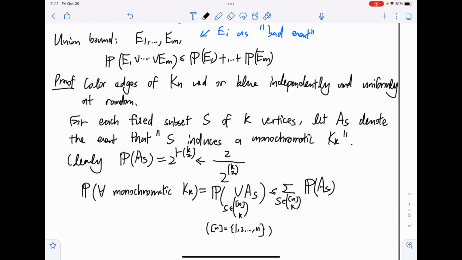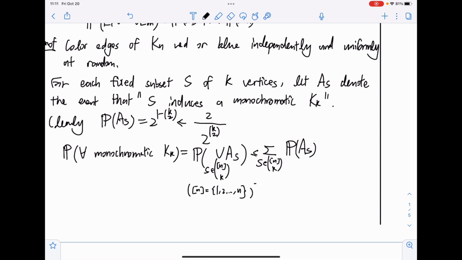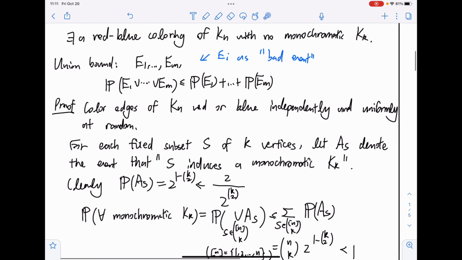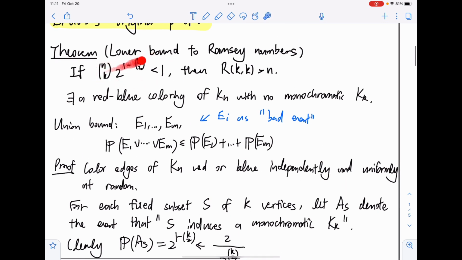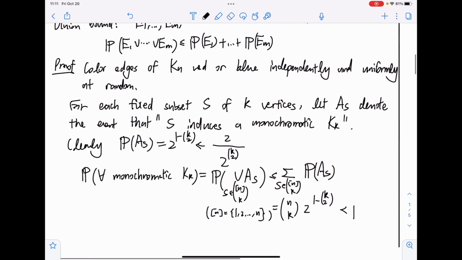of the probability that A sub S happens. How many such subsets S are there? There are n choose k subsets, times the probability we deduced above, 2 to the power of 1 minus k choose 2. This is less than 1, as given by the hypothesis.